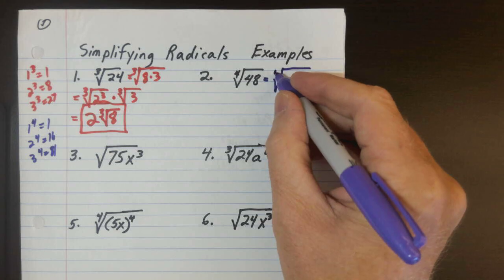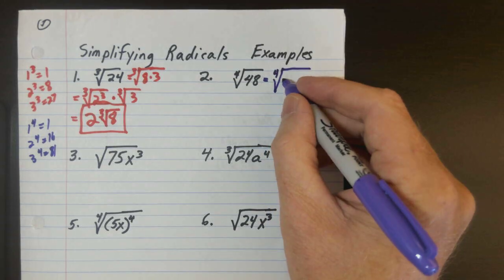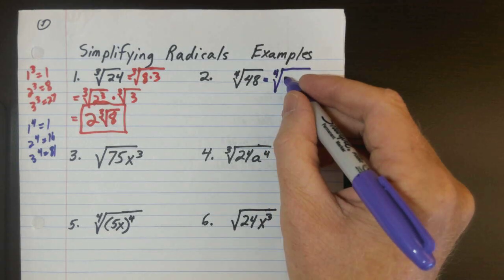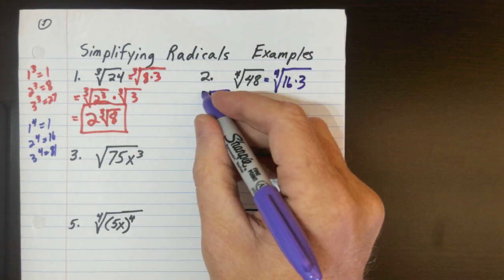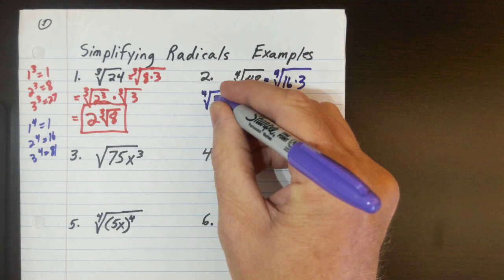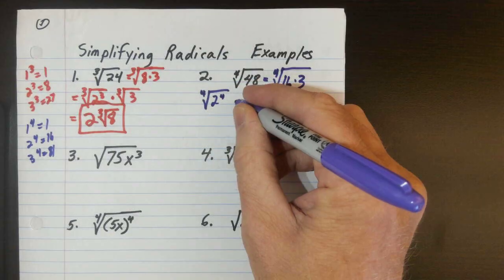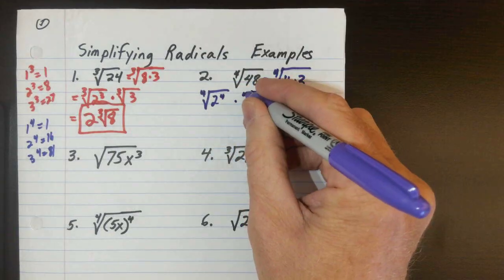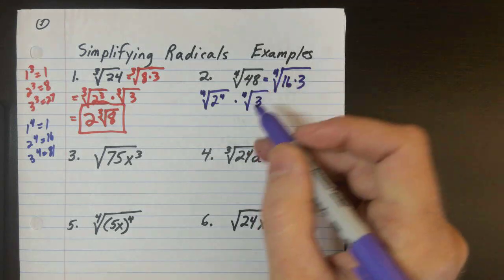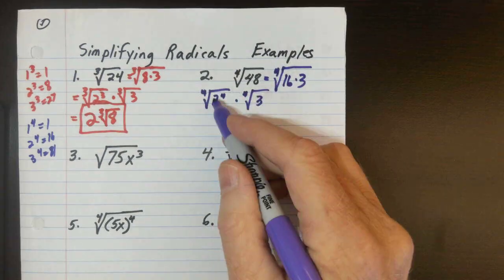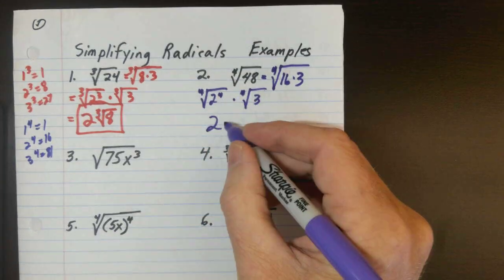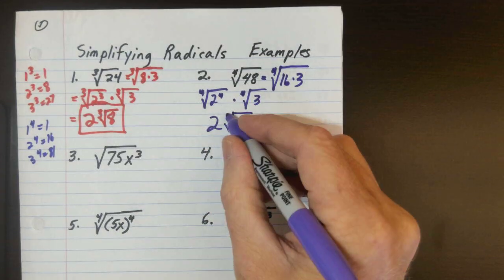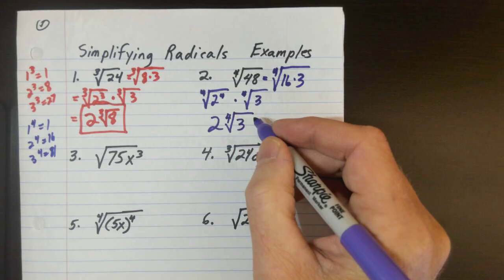So I'm going to write the fourth root here, and I'm going to write it 16 times 3. And that's the fourth root. 16 is 2 to the fourth power times the fourth root of 3. And the fourth root of 2 to the fourth, those are inverse operations, so that's just 2. And then the fourth root of 3.